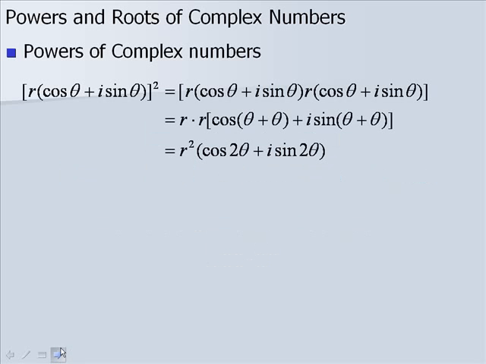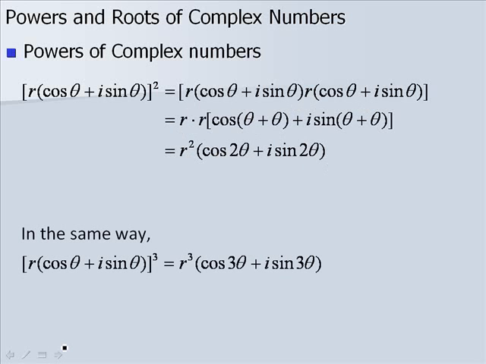Here we want to raise our polar form number to the power of 2. So what we see here is it's been written twice, and we multiply it out using our product rule, which means we multiply our r values to get r squared, and add the angles. So we have cosine of 2 theta plus i sine of 2 theta. In the same way, when we raise it to the third, we'll get r to the third, cosine of 3 theta plus i sine of 3 theta.